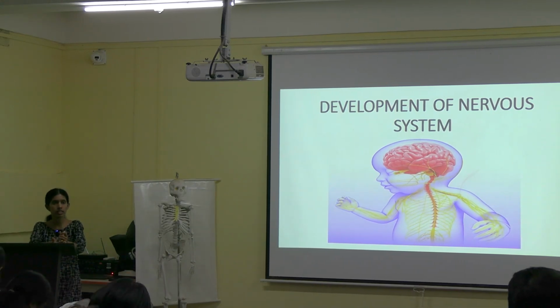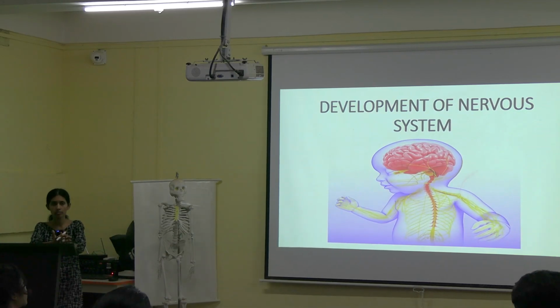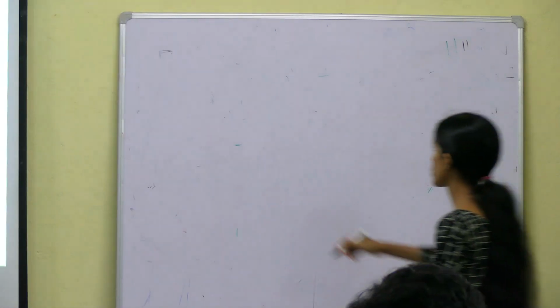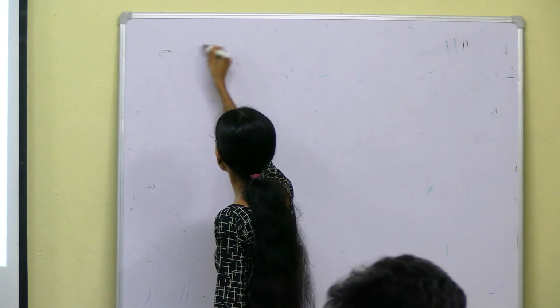So, your matrix cell layer is made up of, okay, mantle cell. Mantle cell is made up of neuroblast and spongioblast cells. The last layer is marginal layer. It is made up of, okay. In this session, we'll start with the development of brain.